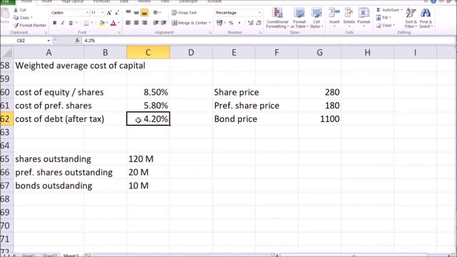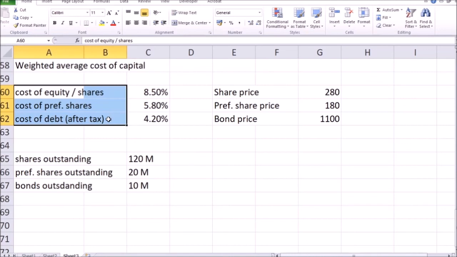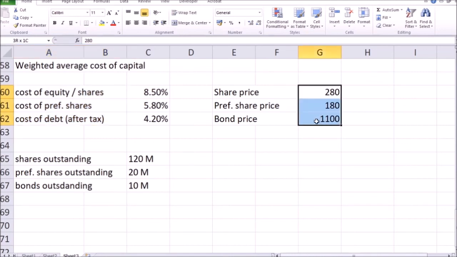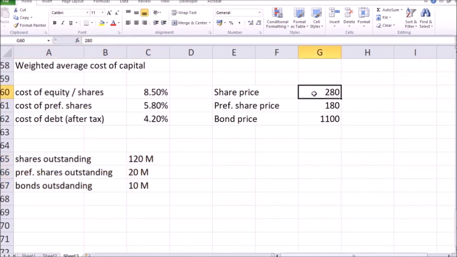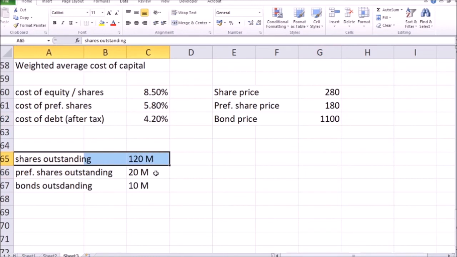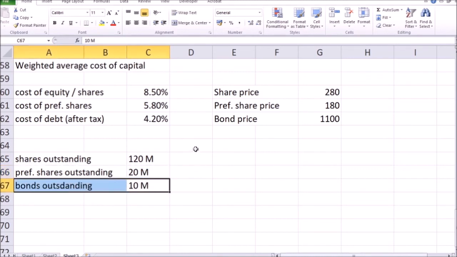What we also need is the capital structure in relation to these three different sources of capital. For that, we can use the prices of the common shares, preferred shares, and bond prices, as well as the numbers of those outstanding. So let's say the share price is $280, preferred share price is $180, and the bond price is $1,100. Let's say the shares outstanding is 120 million, preferred shares outstanding is 20 million, and there are 10 million bonds outstanding.